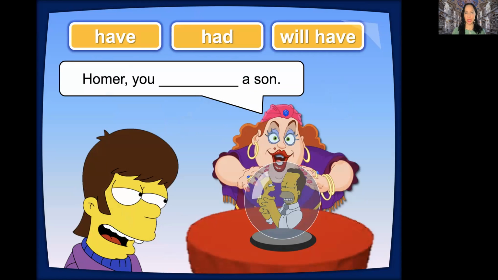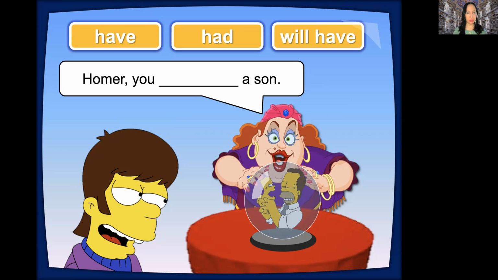Okay. Now I'll give you a hint. What is Homer looking at? What is this? Crystal ball, right? Homer, you blank a son. Homer, you have a son. Homer, you had a son. Homer, you will have a son.